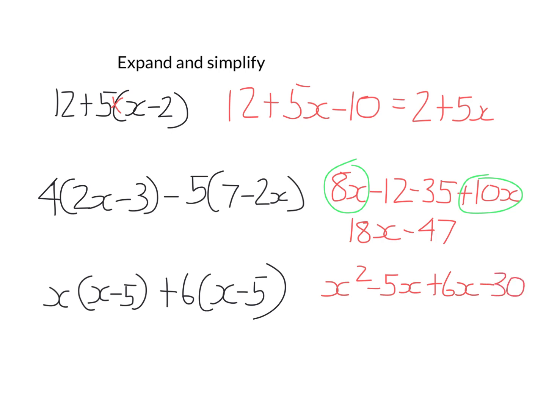So we have 4 terms here, and we have 2 like terms. This is not a 5x, it's a negative 5x. Negative 5 plus 6 is 1, so we're just left with x squared plus x, or 1x, minus 30. Remember, x squared and x are not like terms. This has 2 x's, this only has 1. I can't simplify this any further because there are no like terms.